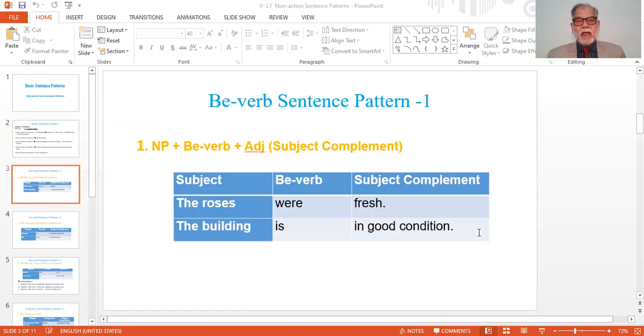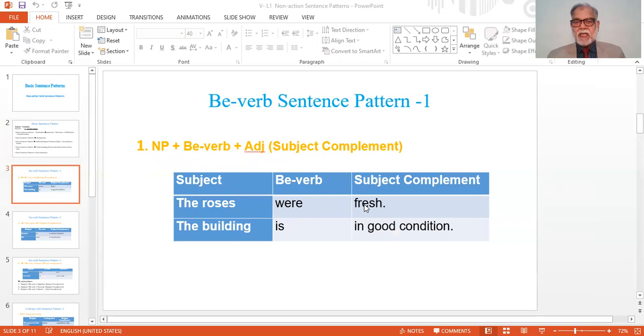Next, the first pattern has first a noun phrase, then be verb, and then adjective or adjective phrase. First subject, then be verb, and then subject complement. The roses were fresh. In this sentence, the roses is subject, were is be verb, and fresh is complement.